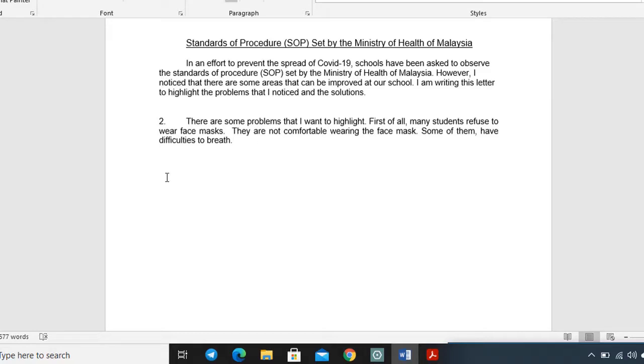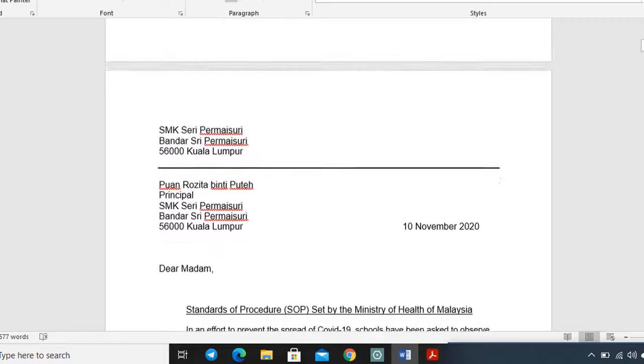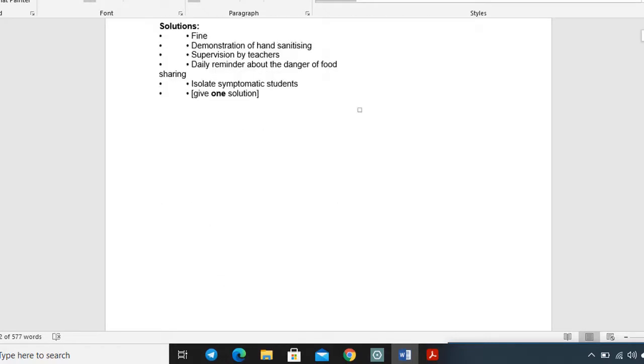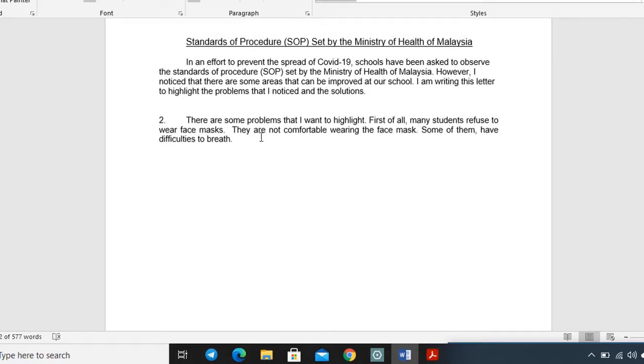Okay, next sentence. You are going to write sentences using the phrase hand sanitizer. Okay, we are done with the first point. Now the second point, hand sanitizer. So how to write the sentence using the word hand sanitizer? Again, use the sequence connector. Other than that, many students do not use hand sanitizer. And you must explain why.